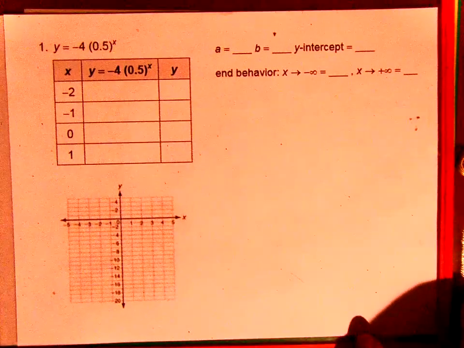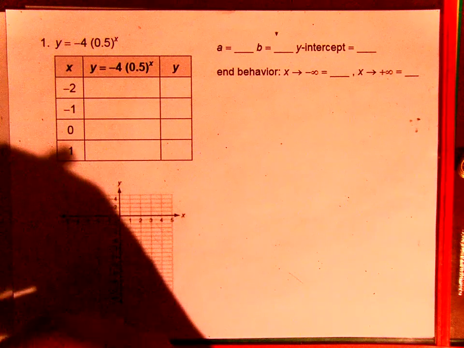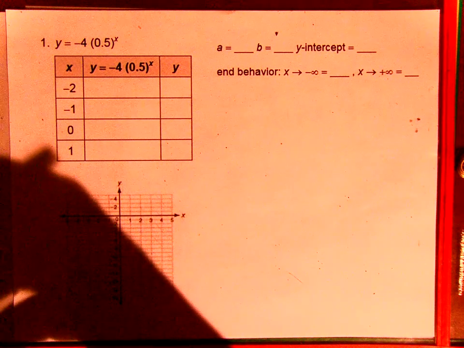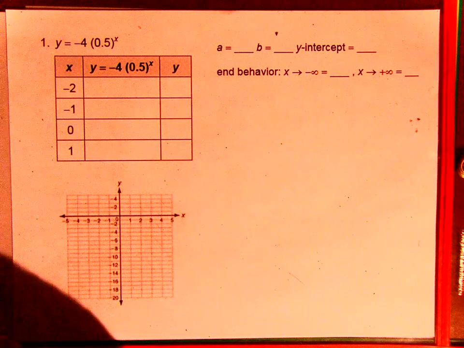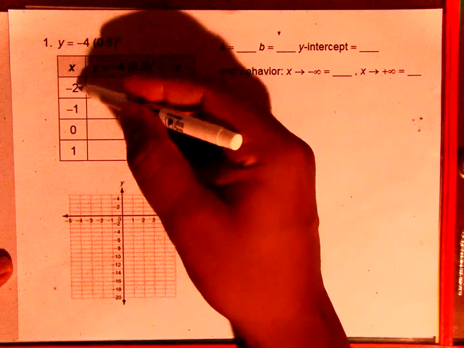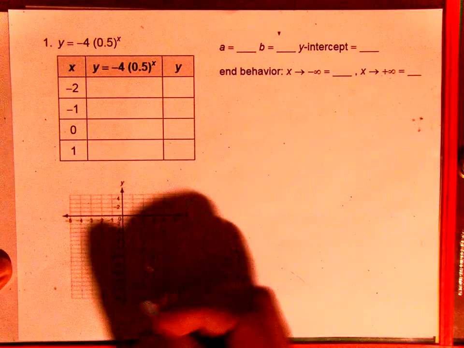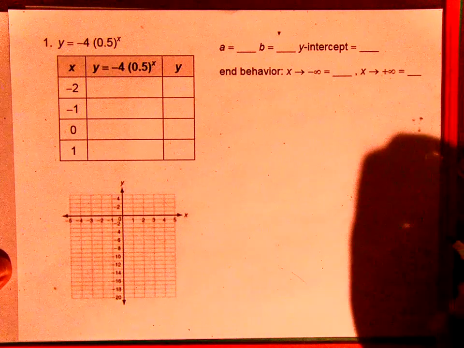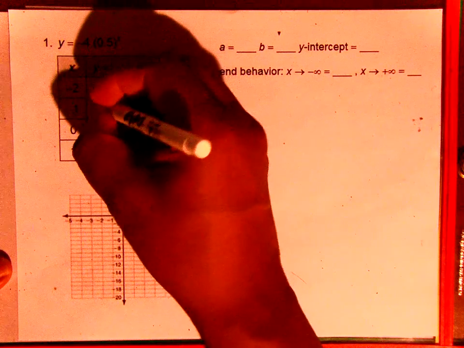So we're going to take a look at this first one here. I've covered how to figure out what your exponential function is when you plug in x with a calculator and with pencil and paper, so you can look at my previous videos to check that out. But I'm going to plug each one of these in and fill out this chart first. Then I'm going to graph it, and then I'm going to talk about what a, b, the y-intercept, and the end behavior is. Okay?